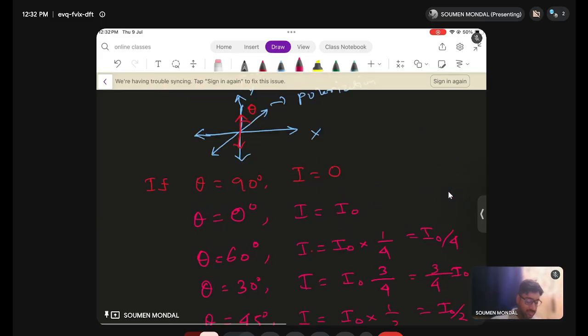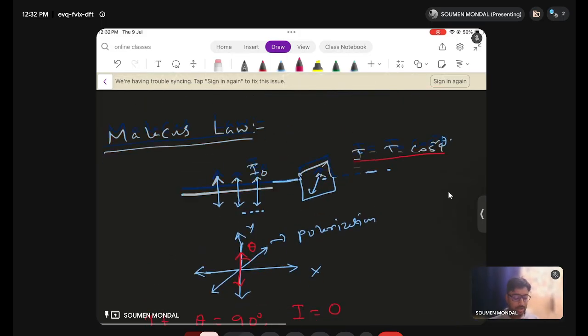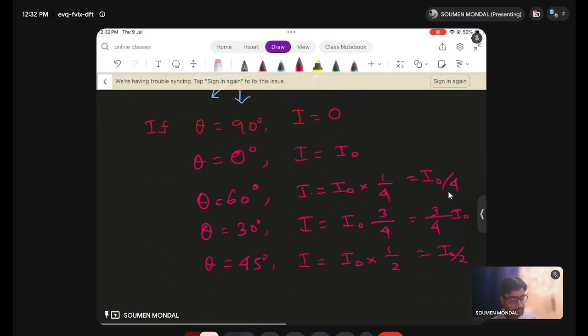So this is what Malus's law tells us: how the intensity of polarized light after passing through a rotatable polarizer changes. This is very easy and obvious, and some simple problems come from this.